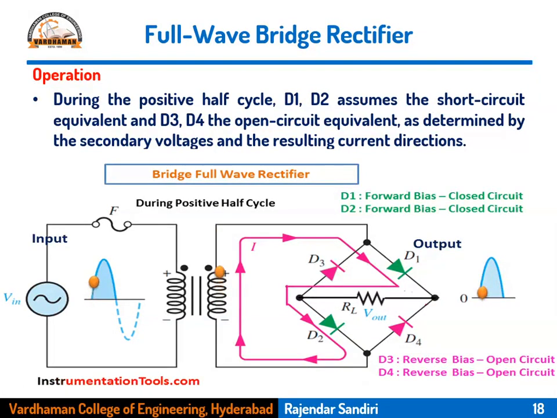So for the positive half cycle, which two diodes are on? Nothing but D1 and D2. If you see the conduction of the green color diodes here, D1 and D2 are forward biased, or short circuited. The direction of the flow of current you can see in this diagram. D3 and D4 are reverse biased and open circuited, and the secondary voltage and the resulting current direction are shown in pink, so that you get the output positive half cycle, which is the same as the positive cycle of the input.